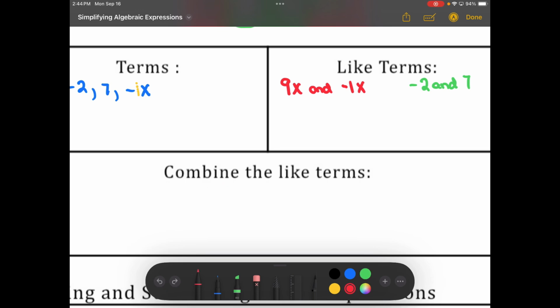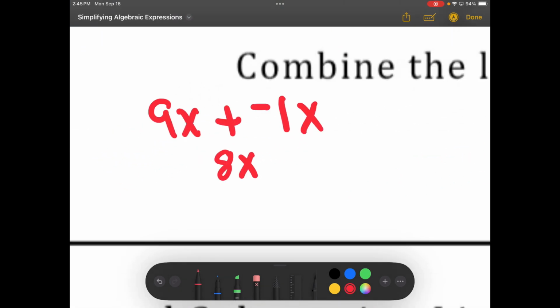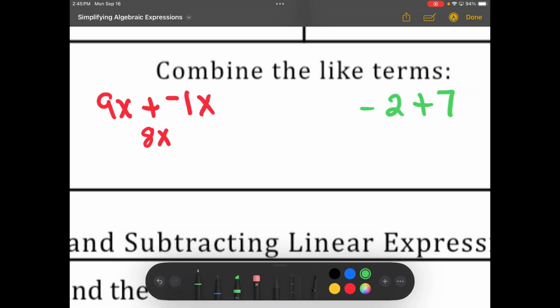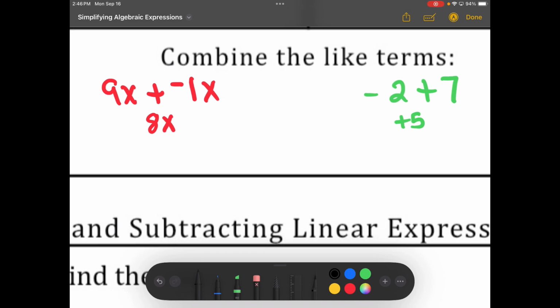I'm going to take my 9x and add it to negative 1x. Then I'm going to take my negative 2 and add it to 7. So let's do this side first. 9x plus negative 1x is 8x. So now let's do the other side. What is negative 2 plus 7? Positive 5. So now we're going to put these two together: 8x plus 5.